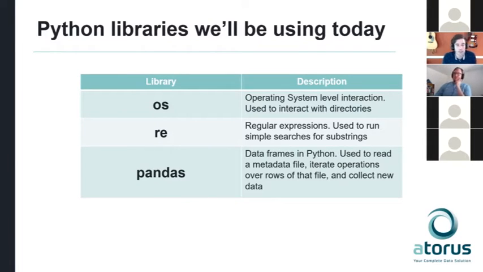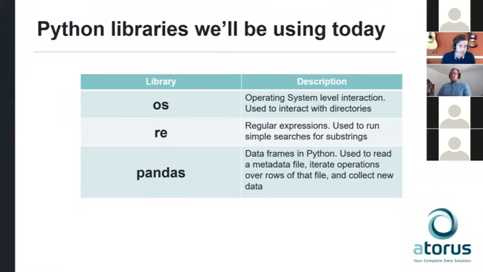There are three libraries that we're using today that I want to highlight, and that's os. This is going to do your operating system level interaction, and we're going to use this to interact with your directories and all of that fun stuff. We're going to use the re library, which is for regular expressions. We're going to use very basic aspects of this, but we're going to use it to run simple searches for substrings within either a string that we pulled or for searching the file that we're going to read in.